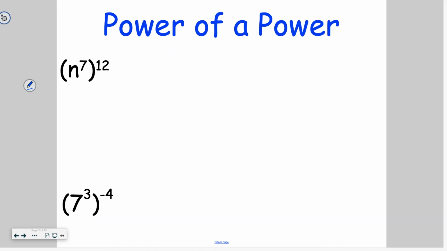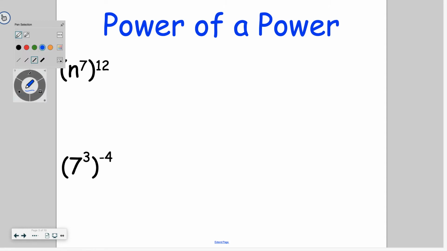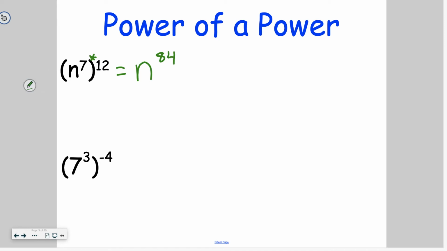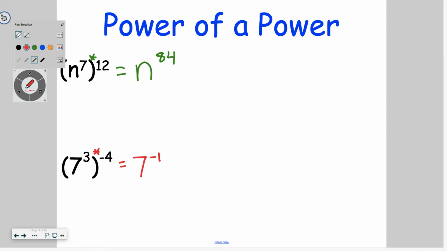Couple more examples of this. For this first one up top, we've got n to the 7th to the 12th. So again, we're going to multiply those two powers, which is going to give me n to the 84th. On this bottom one, I have 7 to the third to the negative fourth. So I'm going to multiply my powers, and I'm going to get 7 to the negative 12th.